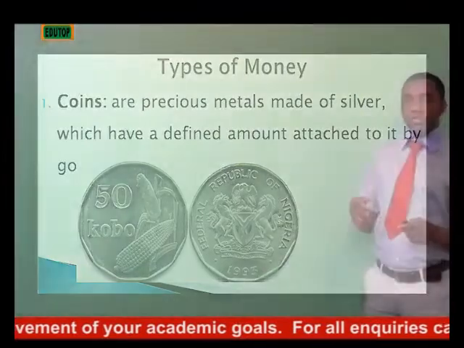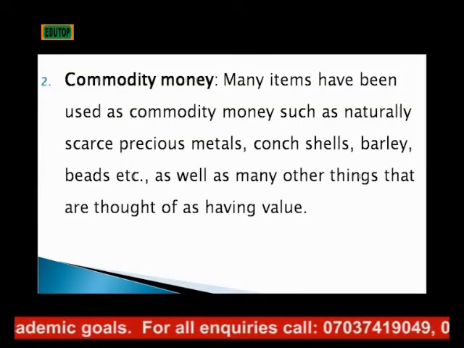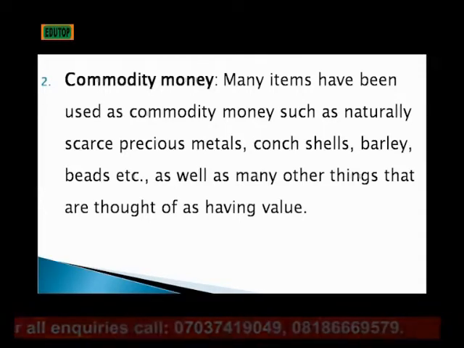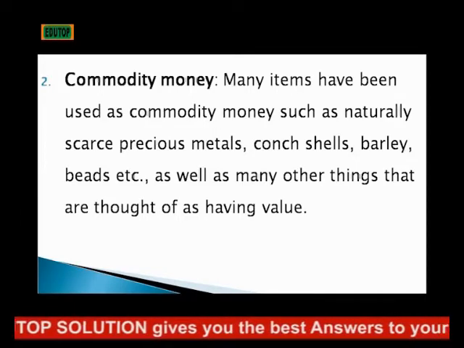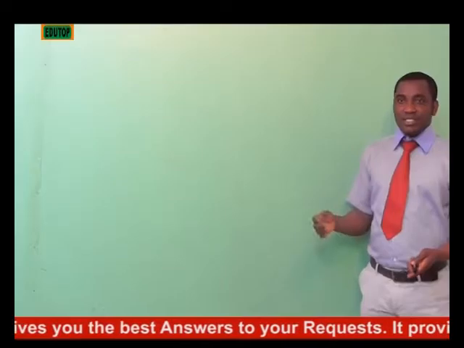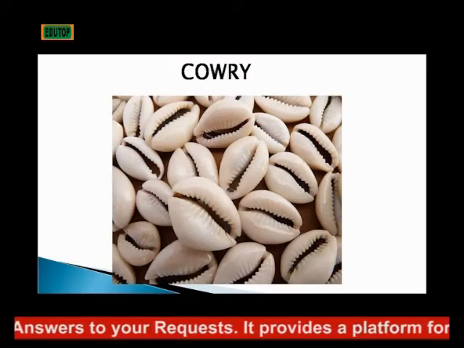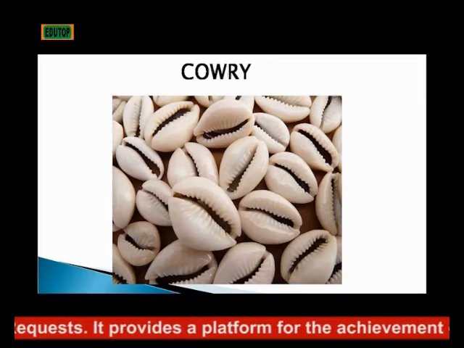Number two, we have commodity money. Many items have been used as commodity money, such as natural scarce precious metal, or conch shells, or barley, or beads, as well as many other things that are thought of as having a kind of value. And see an example of the commodity money. This is cowrie. It was used in the olden days as a form of money for transaction.